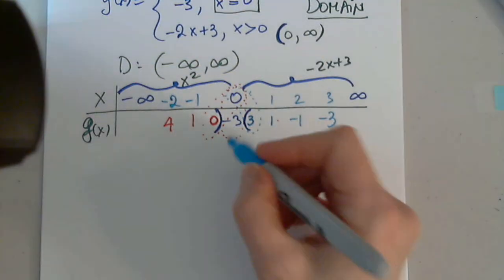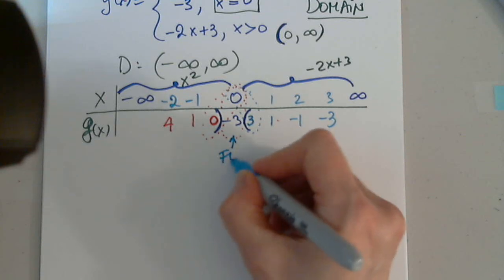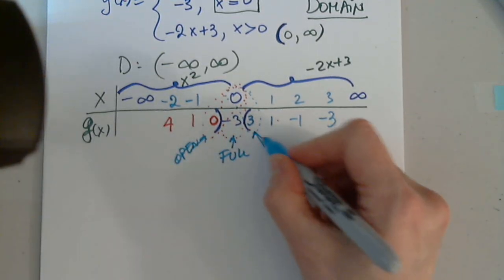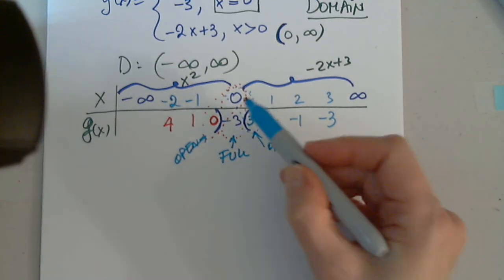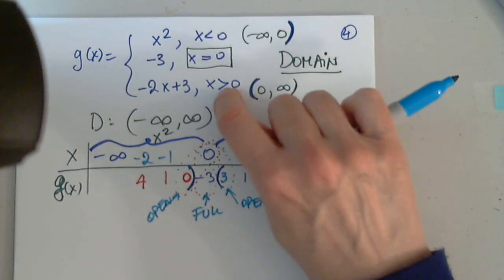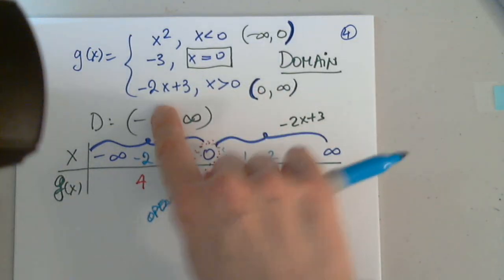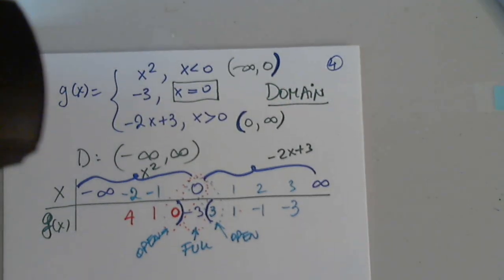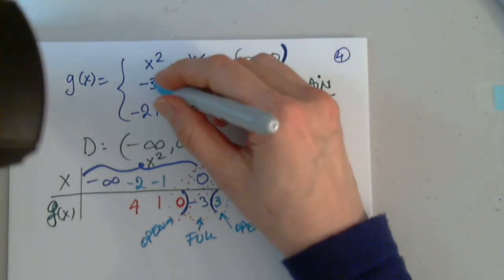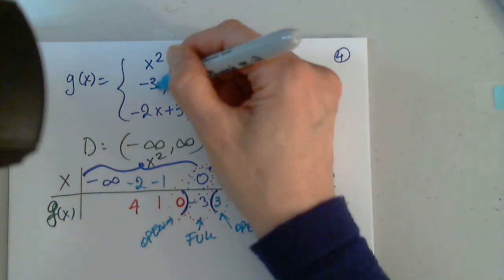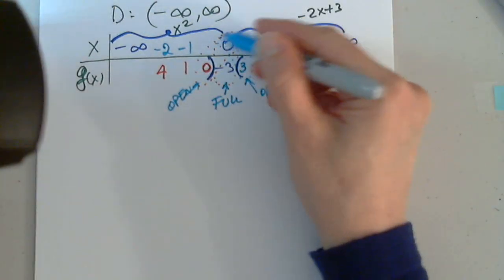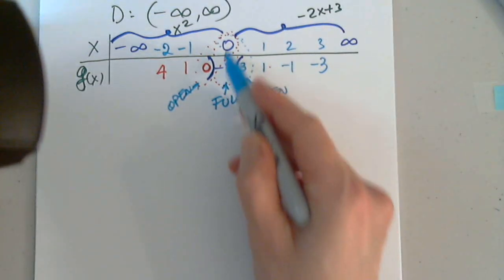Open. Of course. Only this one will be a full point. This will be an open point, and this will be an open point. Why? I'm not allowed to plug in 0 here. There is no equal symbol. I'm not allowed to plug in 0 in this function. There is no equal symbol here. I'm not allowed to plug in 0 in that either. I can only plug in 0 in this one, which is negative 3. So these will be 2 open points, and this will be a full point.